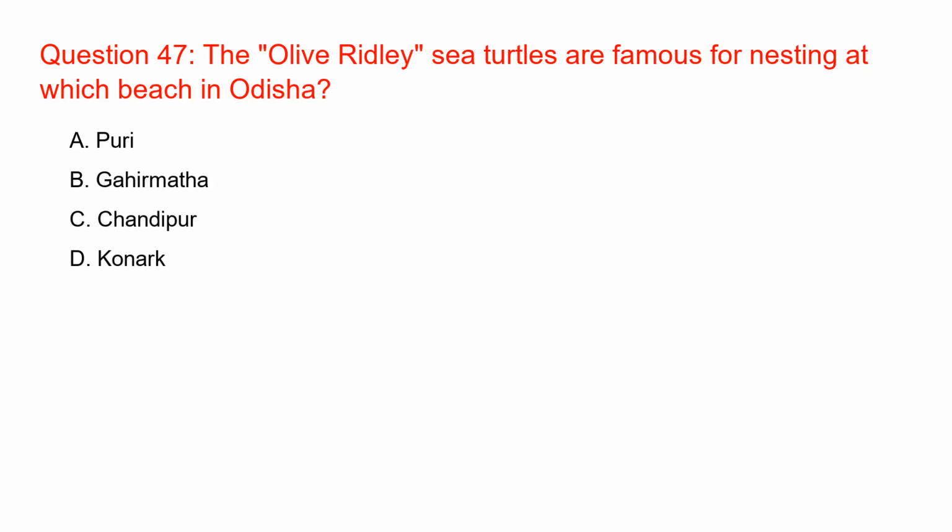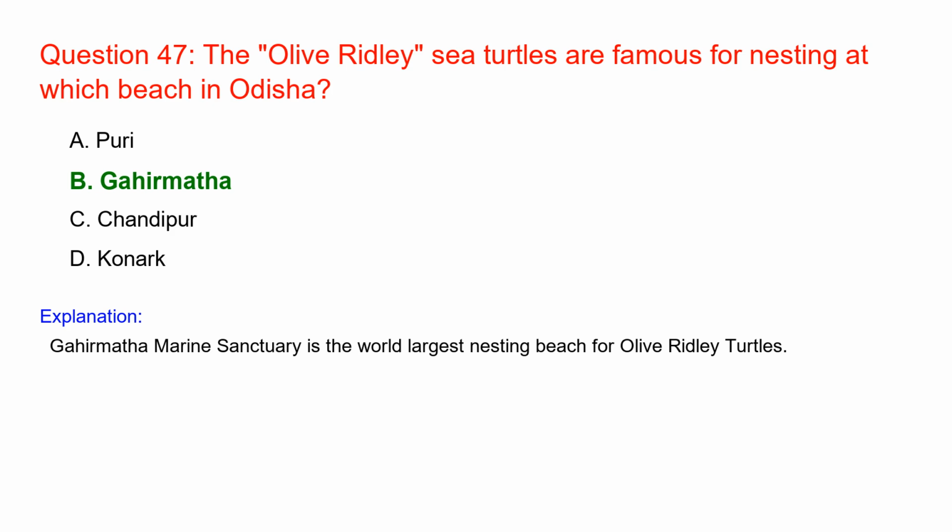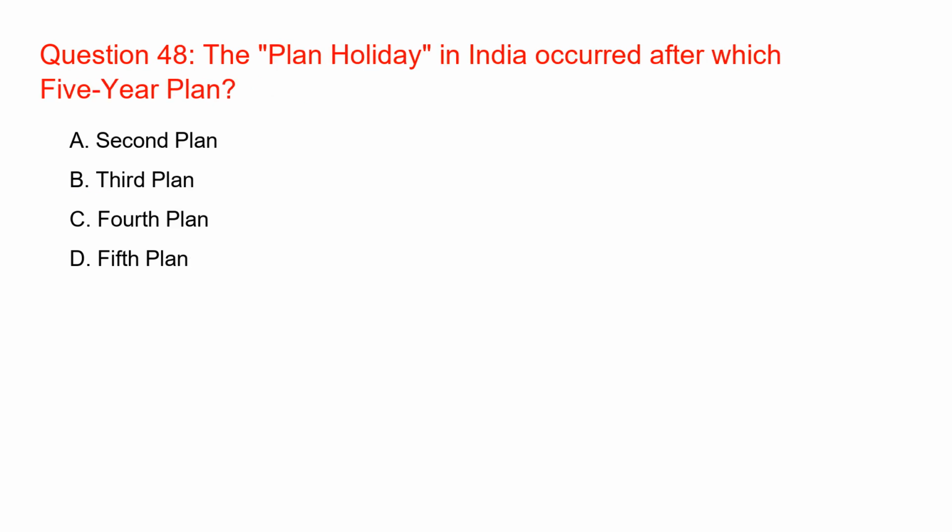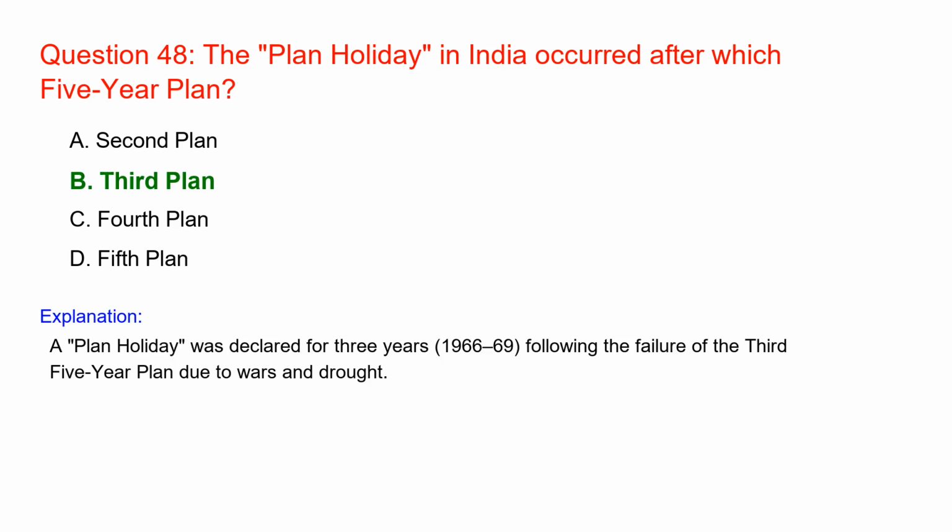The olive ridley sea turtles are famous for nesting at which beach in Odisha? Gahirmatha. Gahirmatha Marine Sanctuary is the world's largest nesting beach for olive ridley turtles. The planned holiday in India occurred after which 5-year plan? Third plan. A planned holiday was declared for 3 years, 1966 to 69, following the failure of the third 5-year plan due to wars and drought.